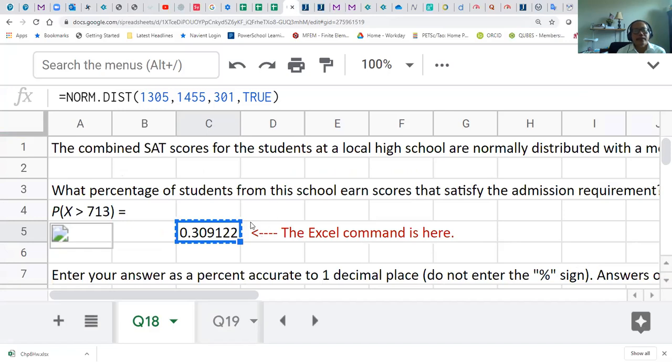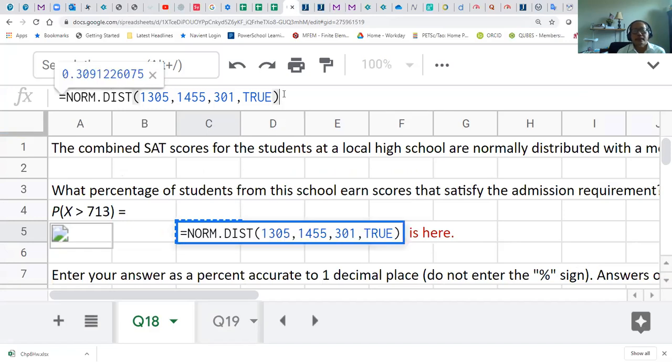Yeah, for this one I need to multiply by 100. Okay, hold on. Maybe I need to differentiate this. Control C.